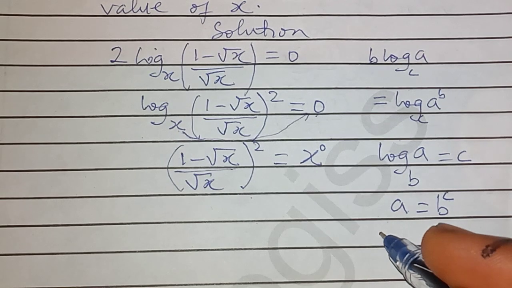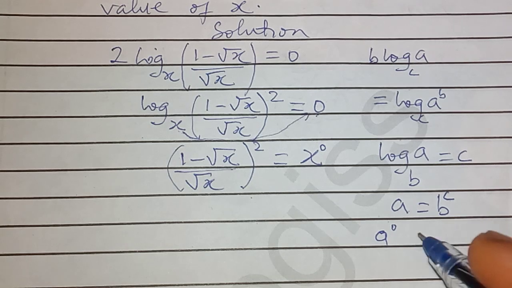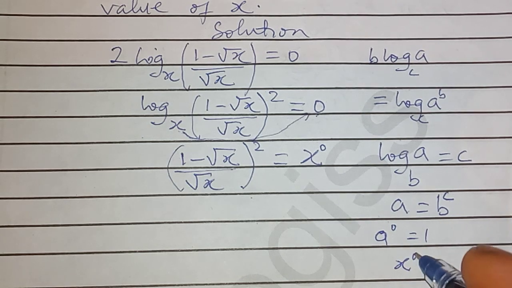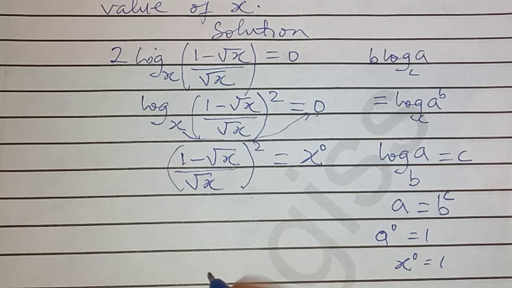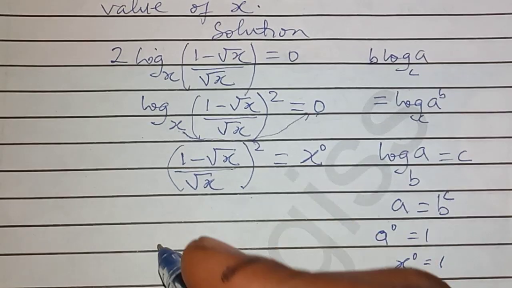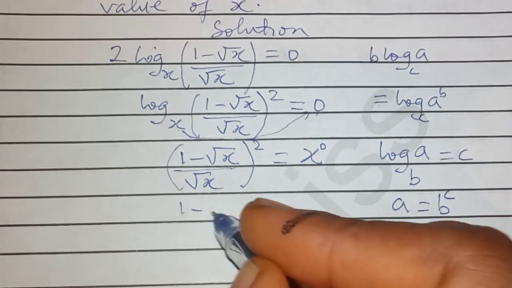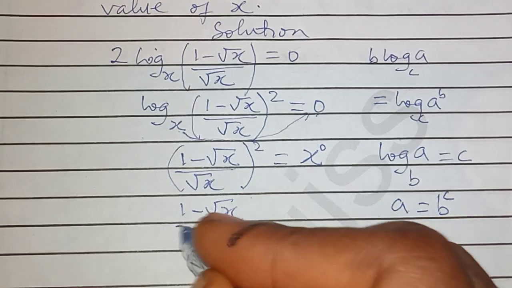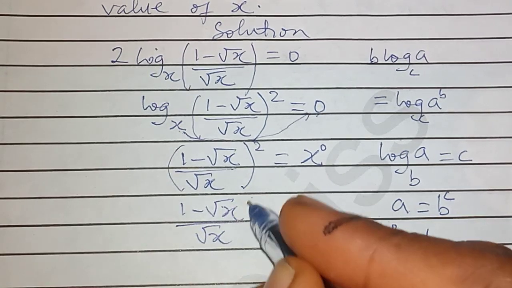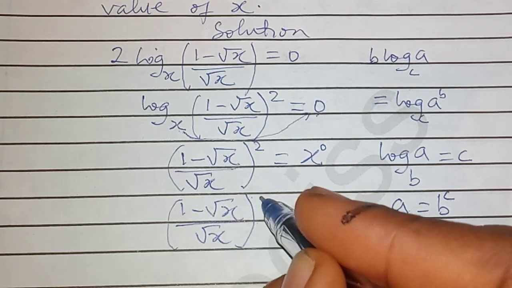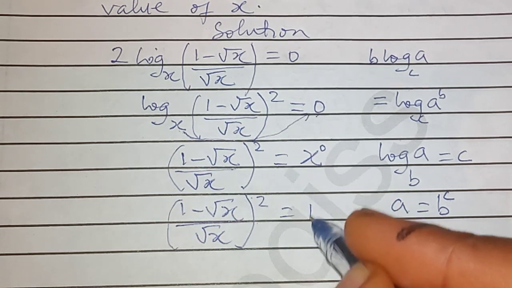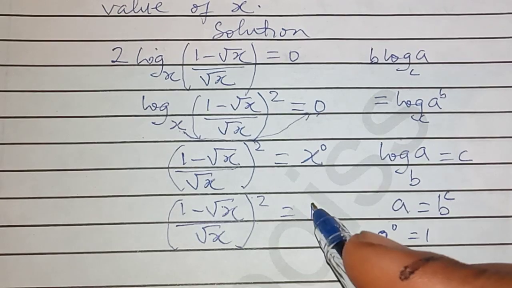Alright, we also have another law that says that any number raised to the power 0 is equal to 1. So a raised to the power 0 is 1, x raised to the power 0 is also 1. So applying it here, we'll have that 1 minus square root of x all divided by square root of x all raised to the power of 2 is equal to 1, because x raised to the power 0 is 1.